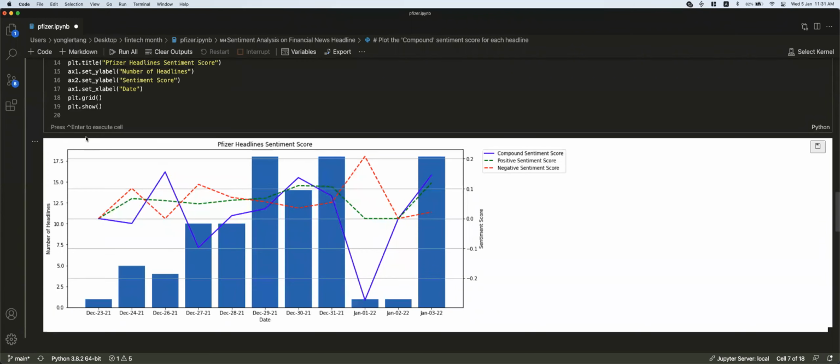So this is just a very simple and short code demonstration of how someone might use sentiment analysis in the fintech space. For example, maybe you are an investor or a portfolio manager, and you'd like to see the sentiment behind specific companies or even specific sectors. This is something that you can start with.